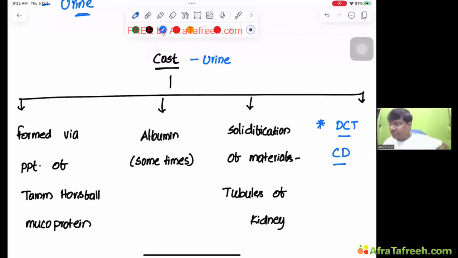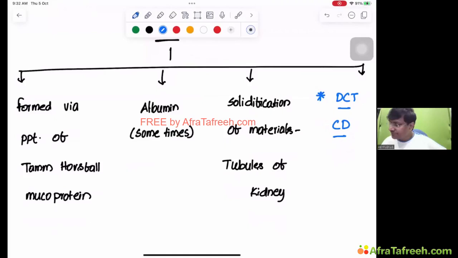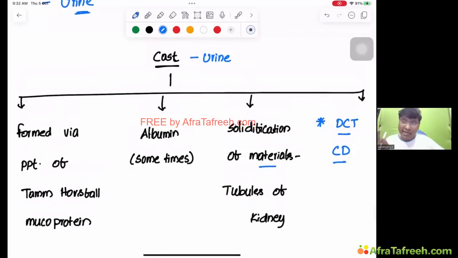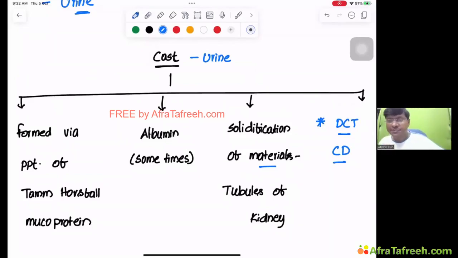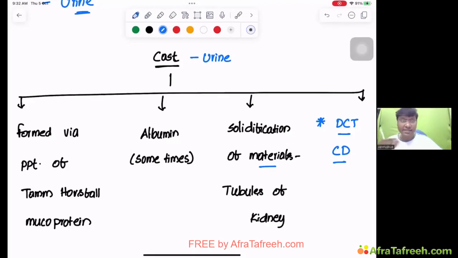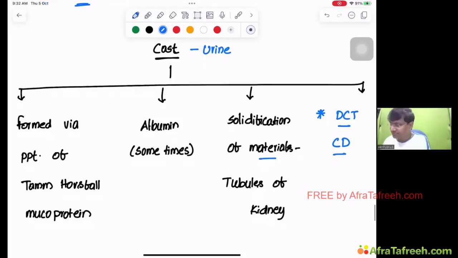Okay. Now, so I said solidification of the material. It can be any material. That means RBCs can precipitate with these proteins causing RBC cast. WBCs can precipitate with these proteins causing WBC cast. Or epithelial cells precipitate with these proteins called renal tubular epithelial cell cast. There can be granular cast, there can be eosinophiluria, there can be even crystalluria also. Now, let me discuss about the cast in detail. What are all the various forms of pathological cast and physiological cast as well?